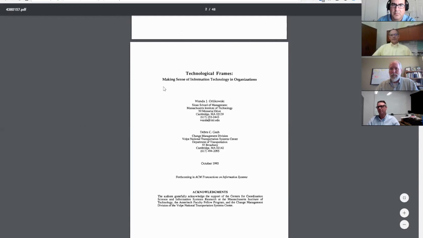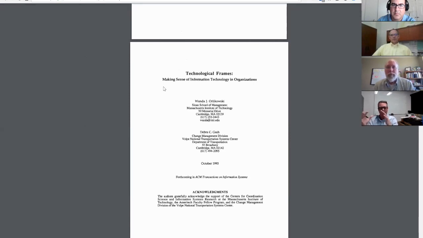Okay. This paper had one of the biggest impacts on the way I treat change. This is a paper from 1993, "Technological Frames" by Orlikowski and Gash. Back then, the major transformation was away from paper and faxes onto something like Lotus Notes, I think it was. That was collaboration. That was email. That was going digital. That was the first major transformation, right?